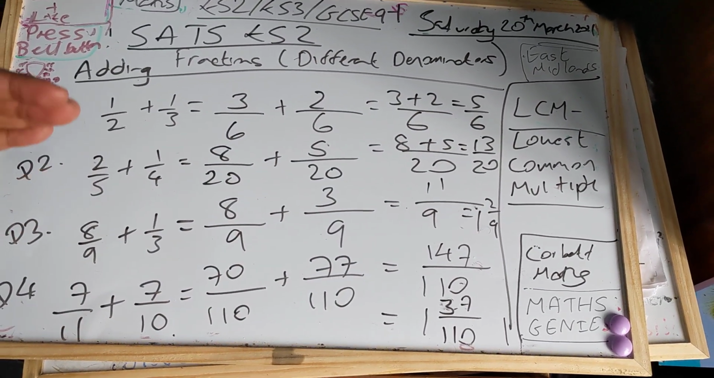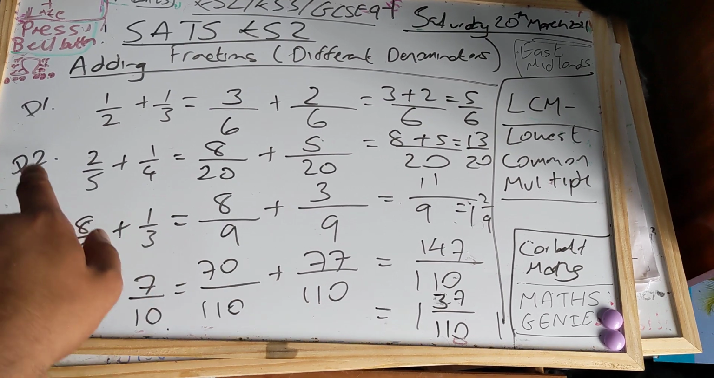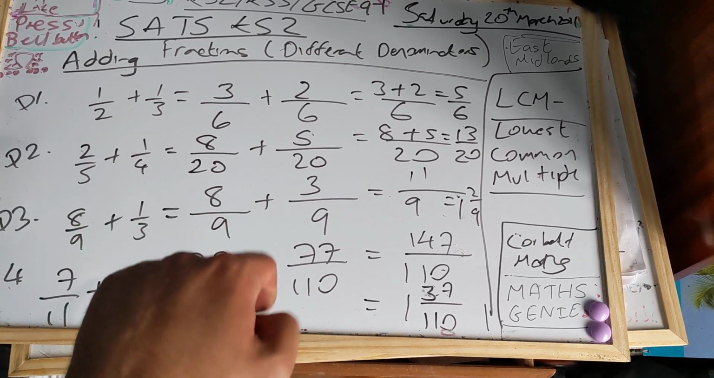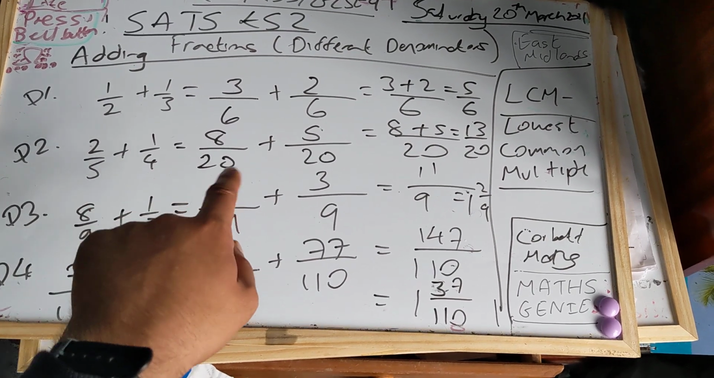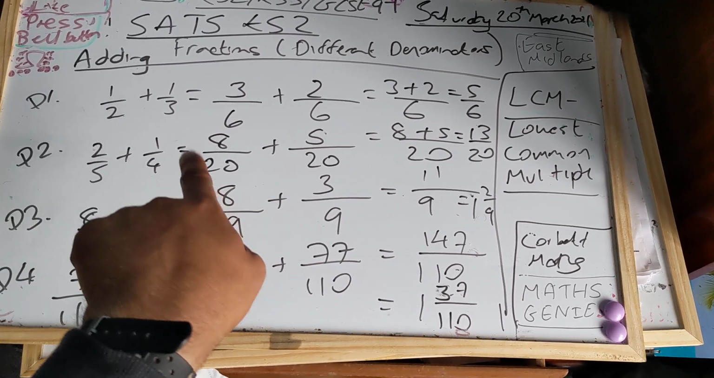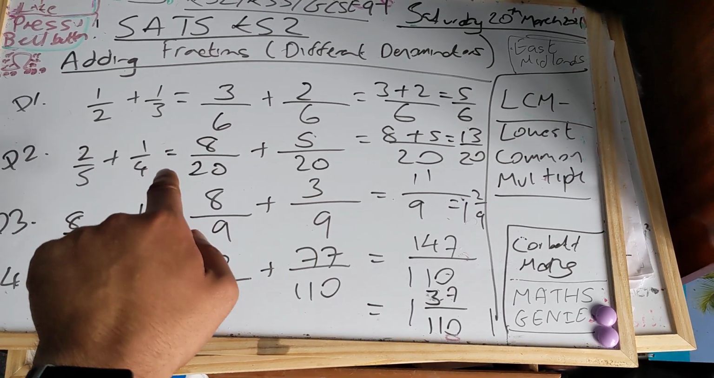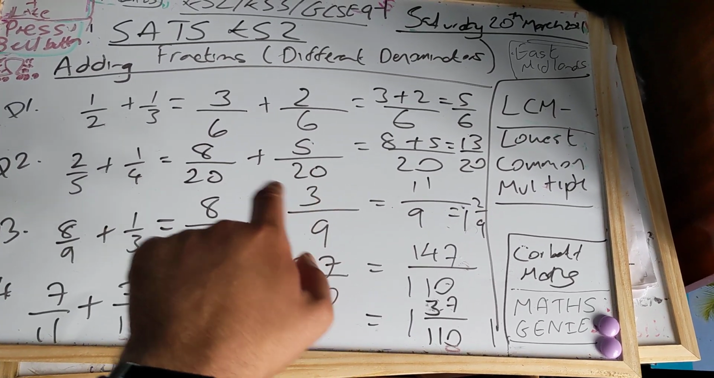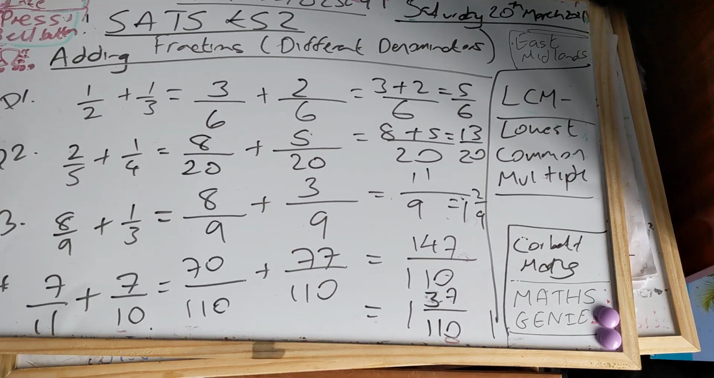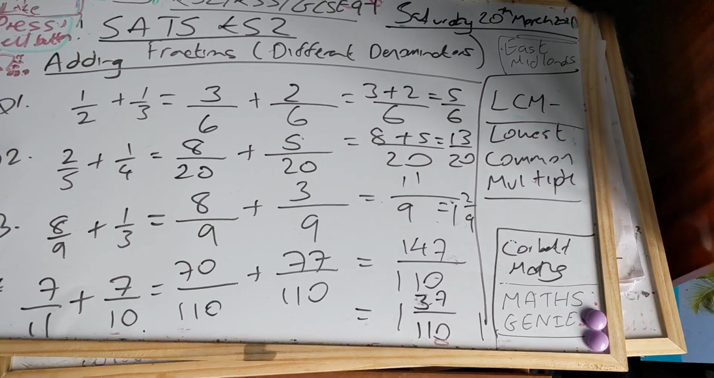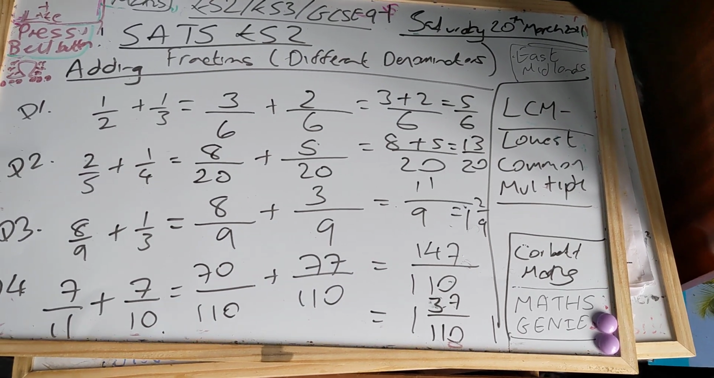Question number 2, 2/5 plus 1/4. So again, the lowest common multiple of 5 and 4 is 20. So 5 times 4 is 20. So 2/5 equals 8/20. 2 times 4 is 8. 4 times 5 is 20. 1 times 5 is 5. 8 over 20 plus 5 over 20 is 13 out of 20, guys.